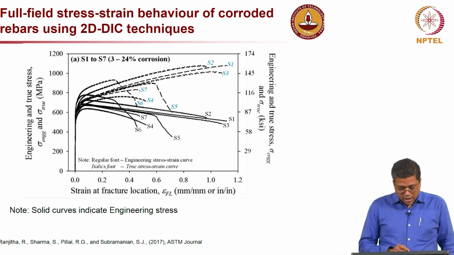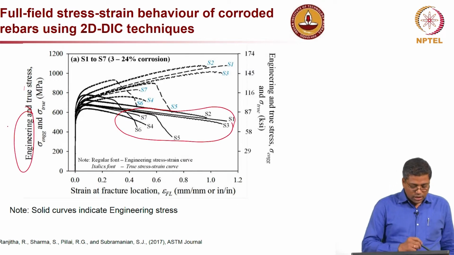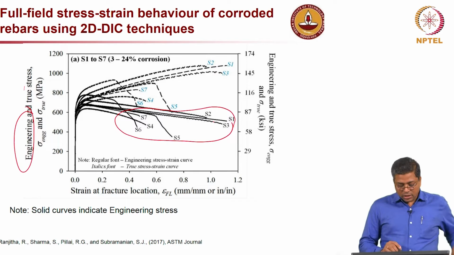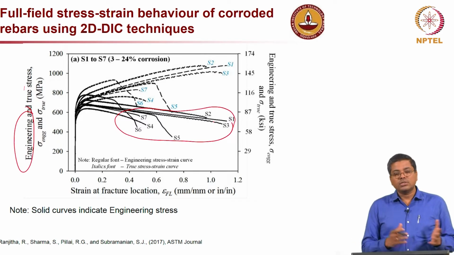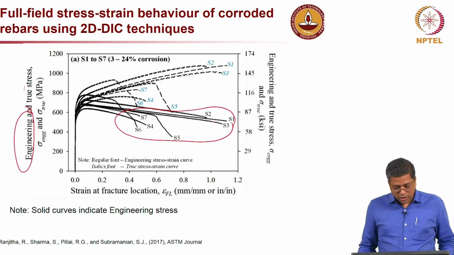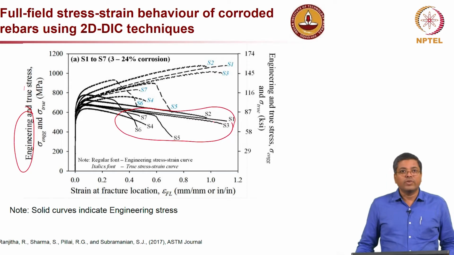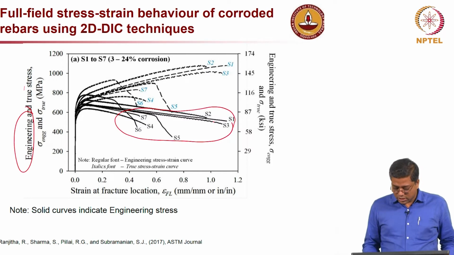Now, here also you can see all these different specimens. Look at the solid curve which shows the engineering stress. You can see same rebar, but at different points they are actually breaking at different load conditions, and the elongation experienced is also different. So it is very clear that the stress strain behavior is different at different points on the rebar.